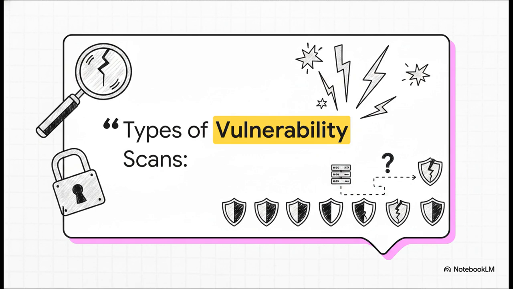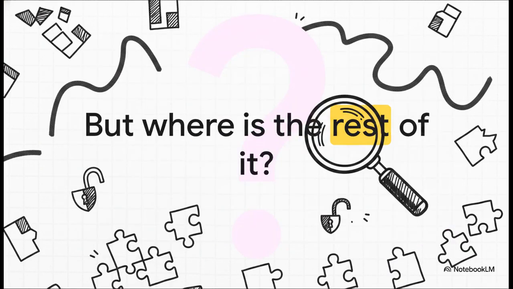This is the source material for today. We've got our title, Types of Vulnerability Scans. Sets the stage perfectly, right? We're all set to learn about the different ways to find digital weaknesses. But, well, as you can see, that's it. That's the entire thing. Just a title, and then nothing. And that's the big mystery we're going to solve today.